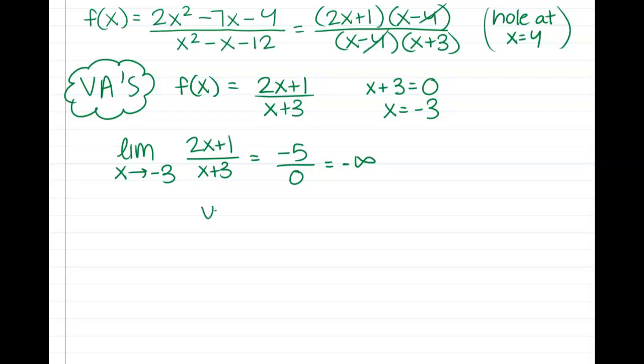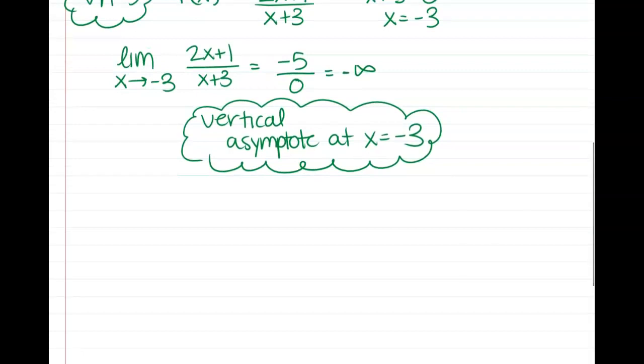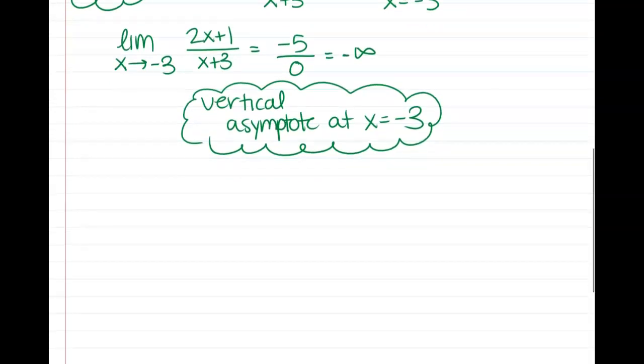So then we do have a vertical asymptote at x equals negative 3. And looking at both sides, approaching negative 3 from the left and the right would also have given you this information, but this is more efficient.